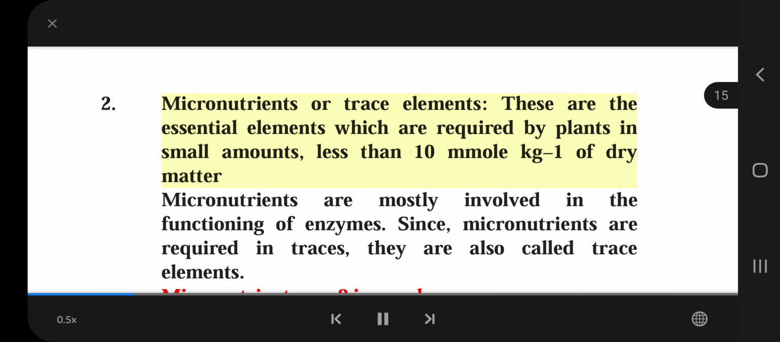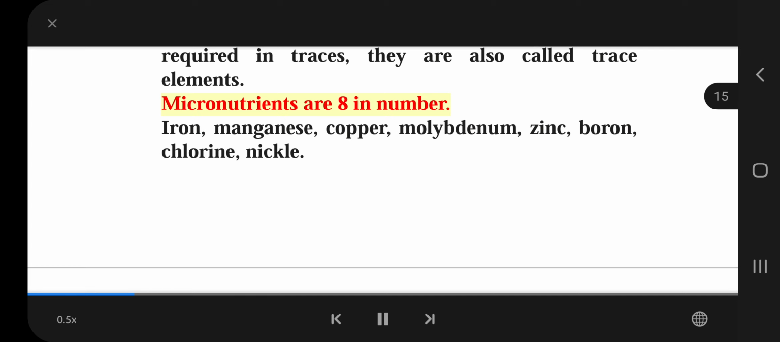2. Micronutrients or trace elements. These are the essential elements which are required by plants in small amounts, less than 10 mmol/kg of dry matter. Micronutrients are mostly involved in the functioning of enzymes. Since micronutrients are required in traces, they are also called trace elements. Micronutrients are 8 in number: iron, manganese, copper, molybdenum, zinc, boron, chlorine, nickel.